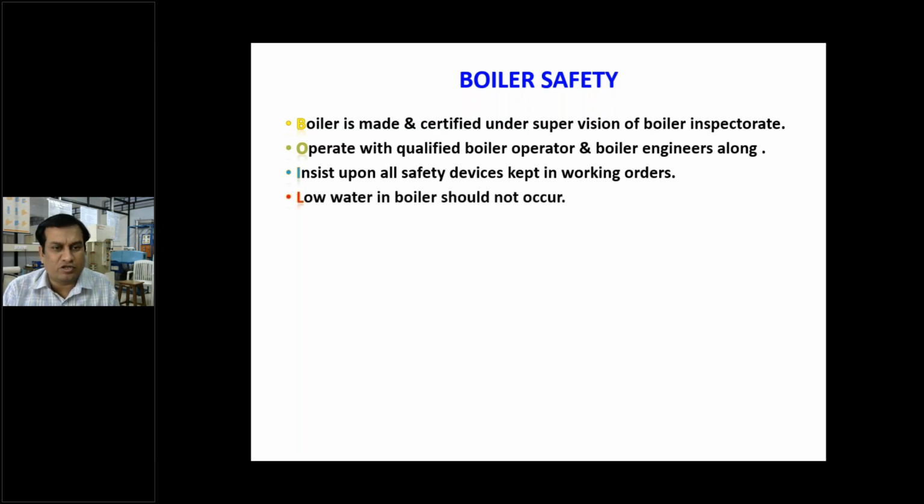Low water in the boiler should not occur, and that is why the level gauge or the level indicator is provided on the boiler to check the level of that water. Nowadays, the level indicators are connected to sensors, and this is connected to a closed loop system where automatically the water valve is on when the level of the water is low.